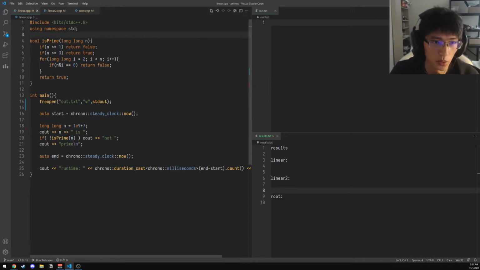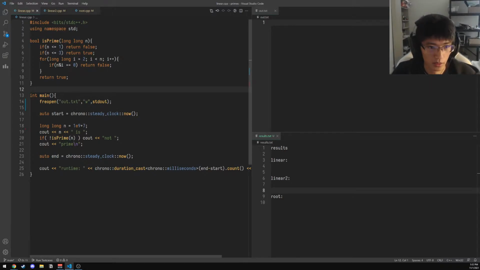If n is less than or equal to 1, return false. If n is less than or equal to 3, return true. So these are the edge cases for prime numbers. And then for every number i from 2 to n minus 1, if n is divisible by that number i, return false. And then if you go through everything and you don't return false, then return true. So this might be an example of a linear complexity algorithm. You go through every number up to n and check whether it's divisible or not.